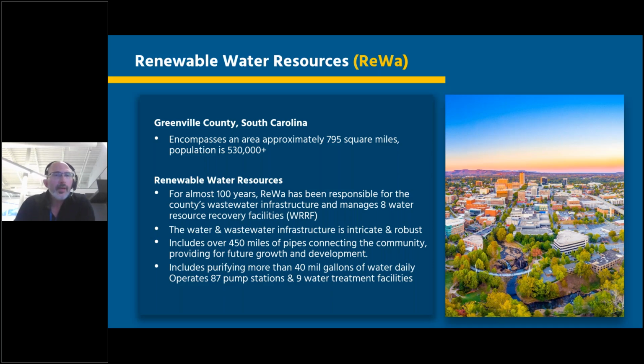And then to give everybody a feel for the geographic area that REWA services, the Greenville area is about 800 square miles, just over 500,000 in population. About 100,000 of that is in the city. That's a picture of the downtown area of Greenville. REWA has been around for 100 years and is comprised of 450 miles of collections piping, served by 87 pump stations, flowing into 9 water treatment facilities, purifying more than 40 million gallons of water daily.